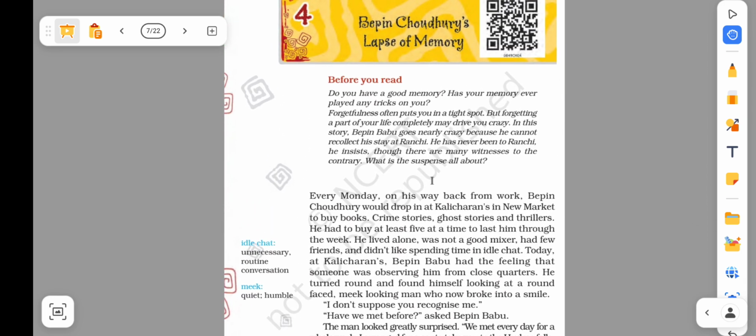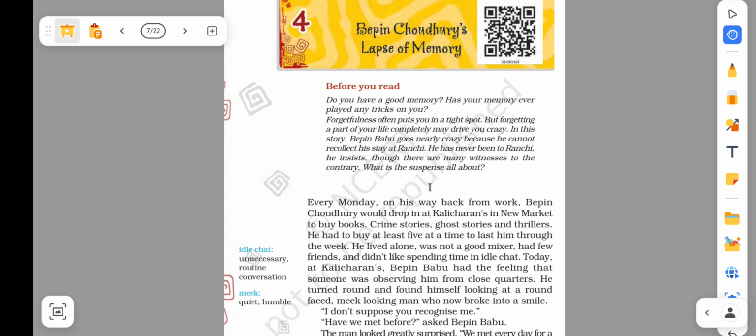So, today we are going to read chapter 4 of class 8 NCERT book, which is also known as Honeydew. Okay, and this chapter's name is Bepin Choudhury's Lapse of Memory. So, this is about Bepin Choudhury. By the name only we can understand this person is a Bengali, because Choudhury is one of the most popular titles for Bengali people, and Bepin is also a very popular name in Bengali. So let's see what happens.